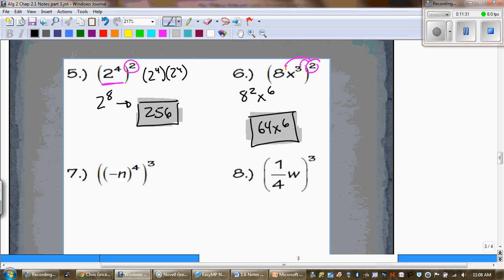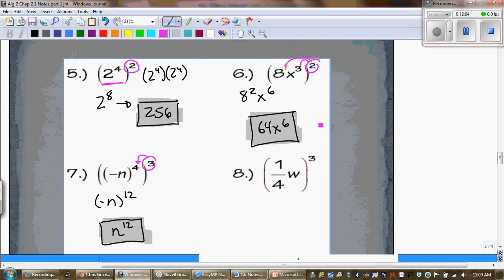All right, number 7. You want to distribute first, 3 times 4. Well, 3 times 4 is 12. And then we can reduce that. Once again, 12 is an even number, so we know that we're going to have 12 of those negative signs. So that's why we have a positive n to the 4th. Okay? All right, number 8.